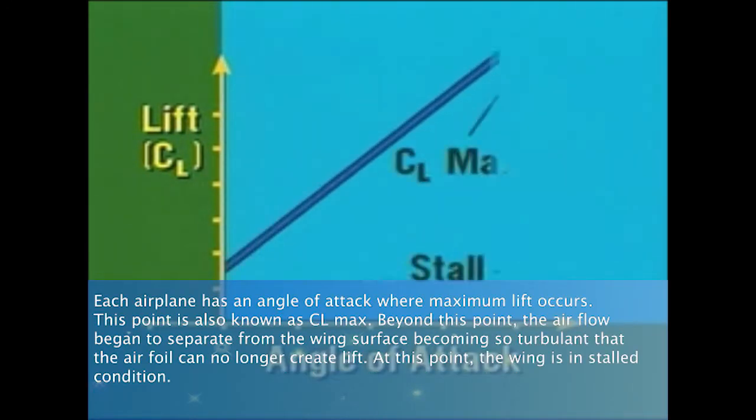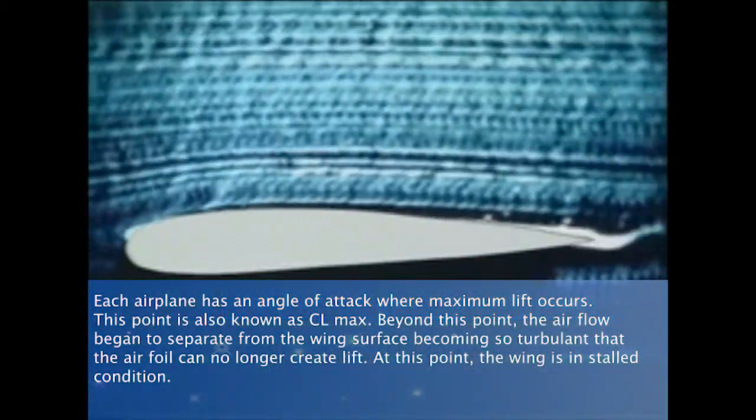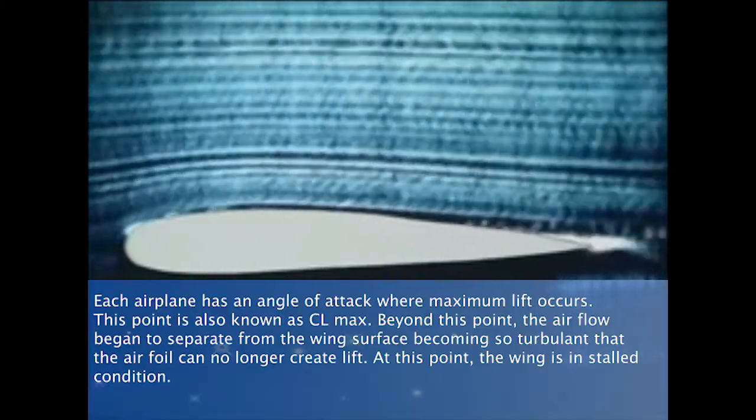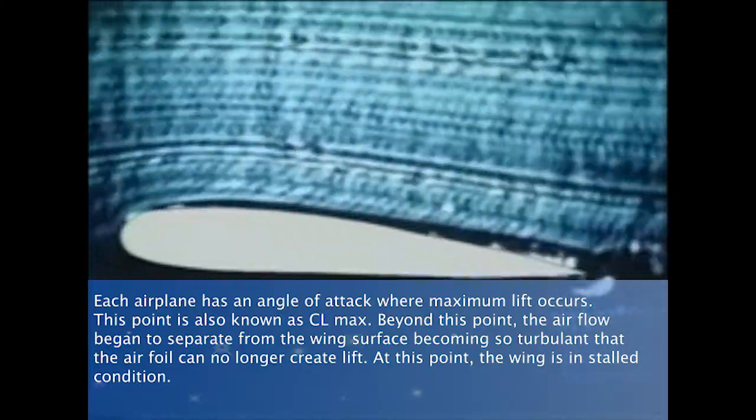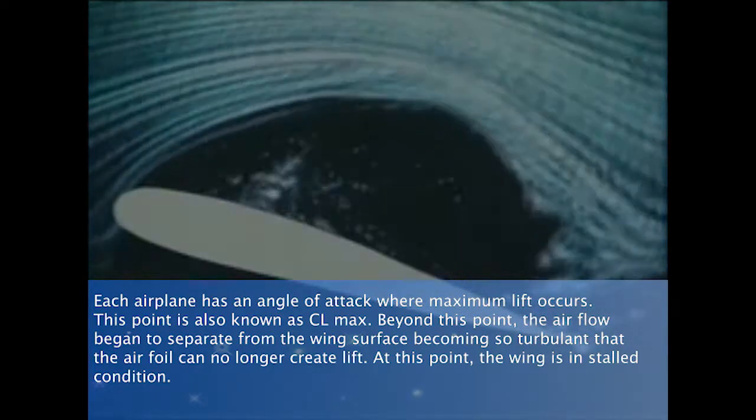Each airplane has an angle of attack where maximum lift occurs. This point is known as CL max. Beyond this point, the airflow begins to separate from the wing surface, becoming so turbulent that the airfoil can no longer create lift. At this point, the wing is in a stalled condition.